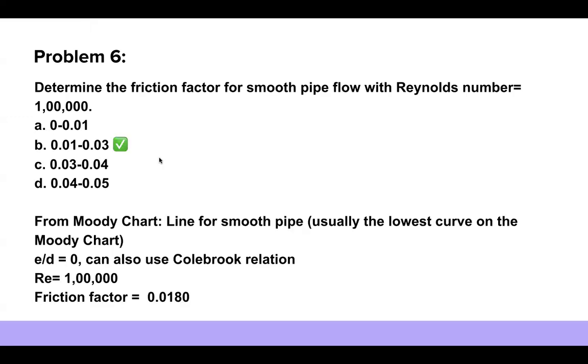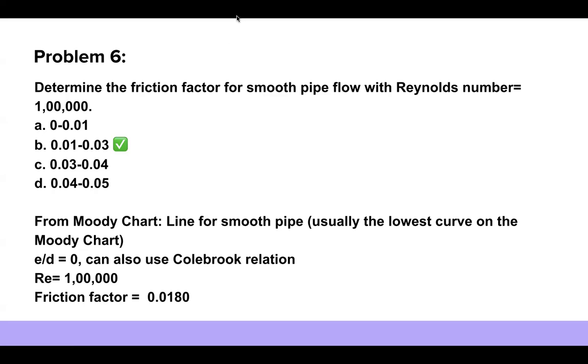So this is the answer. From the Moody chart, you know the line for the smooth pipe, so you can directly read it. Otherwise, you can use the Colebrook relation. In the Colebrook relation, you know the e by D ratio, that is the roughness factor. For a smooth pipe, it is zero, so directly in that equation, you can put zero. This is the equation for the turbulent region. So here you can use the same equation, with e by D equal to 0 and Reynolds number 1 lakh.